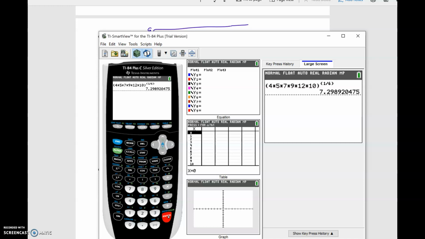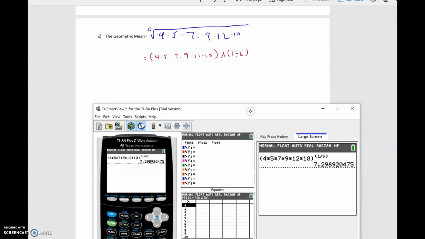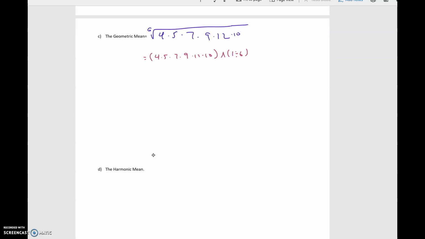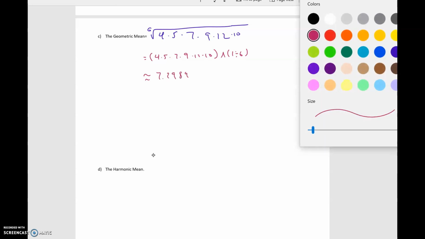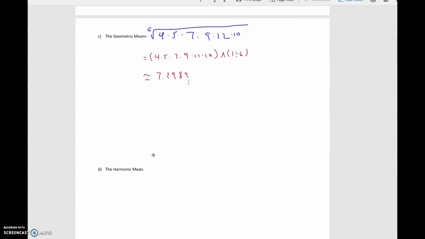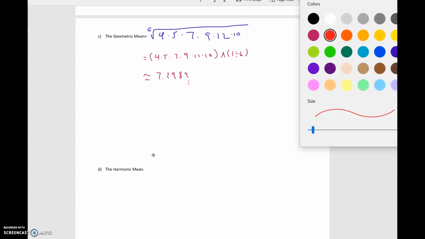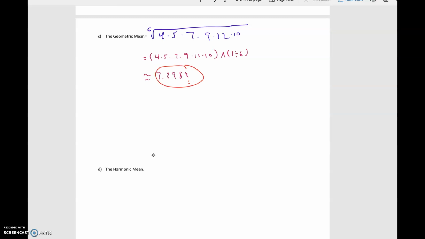And I just confirmed it with my other calculator. So this is 7.2989, so that would be to 4 decimal places. So 7 point, you can write it as equals or approximately equals. I'm getting 7.2989. So that would be rounding to a total of technically 4 decimal places.